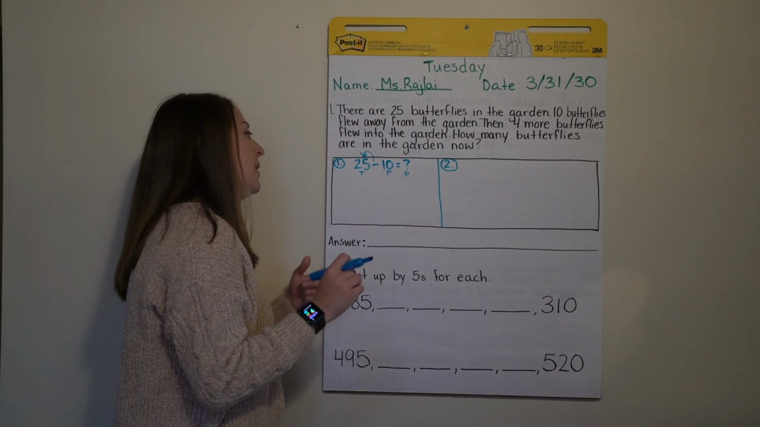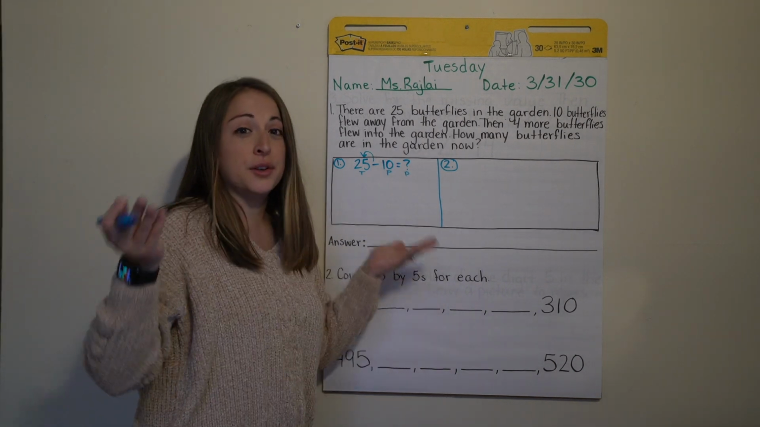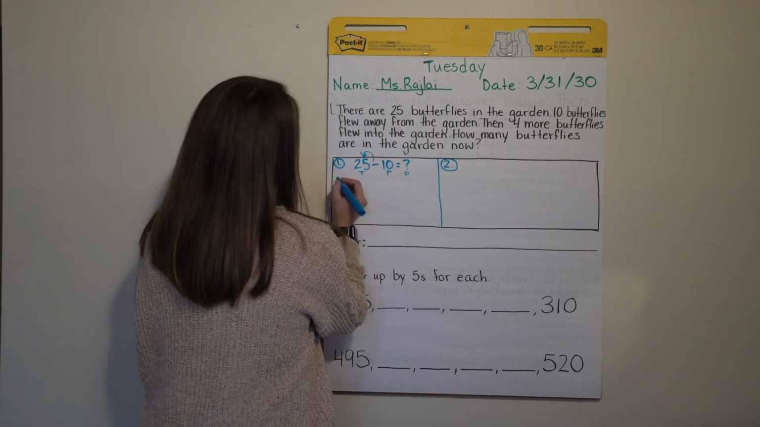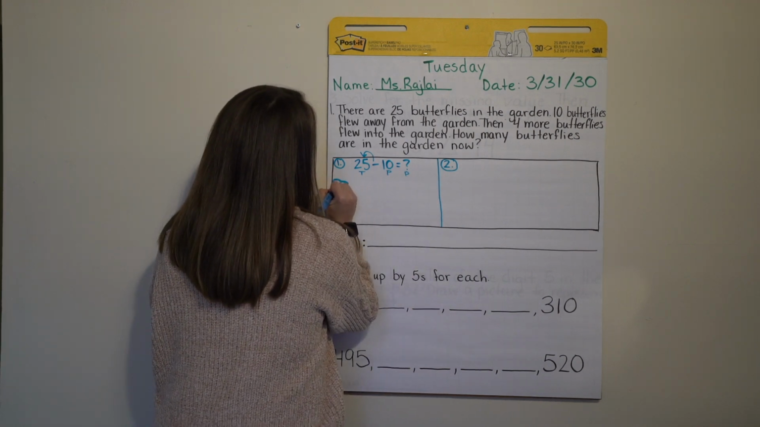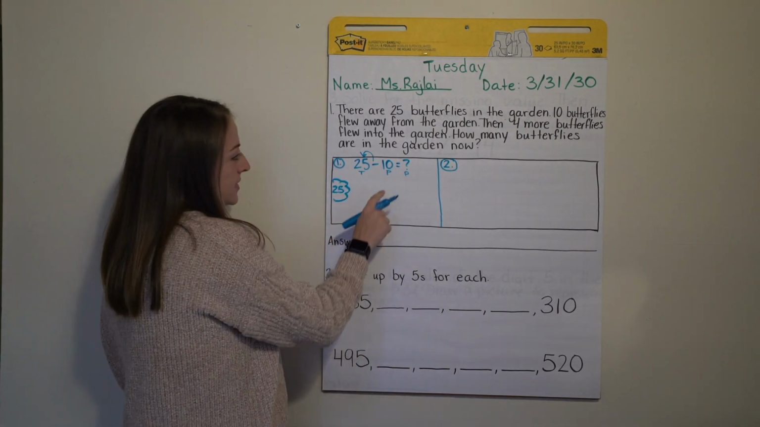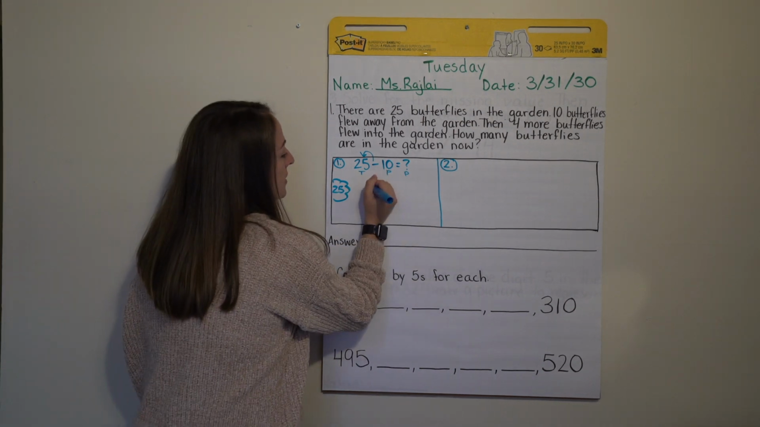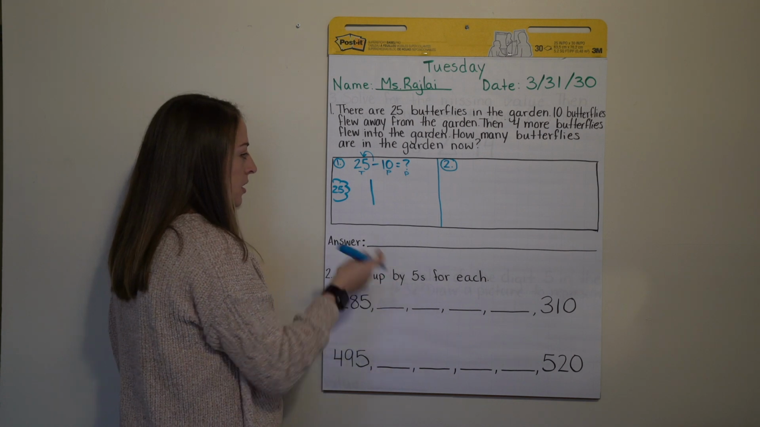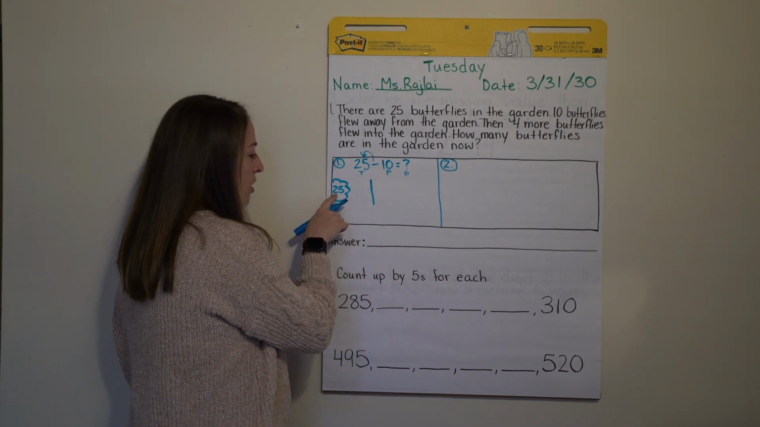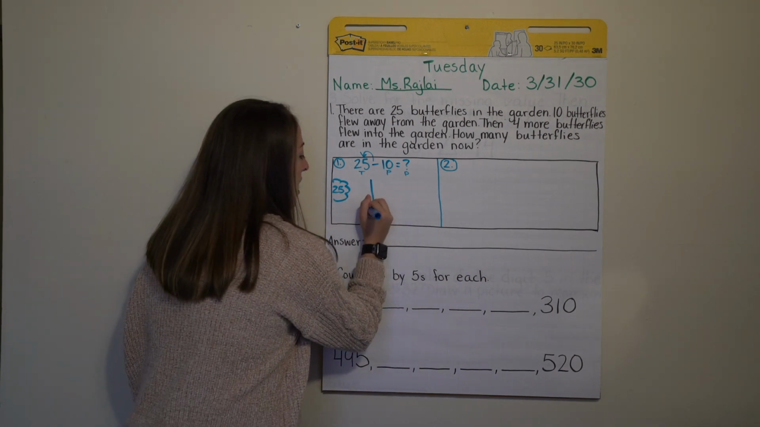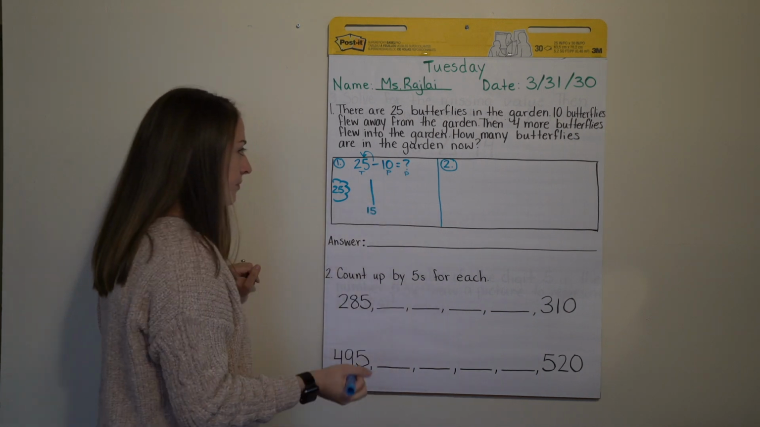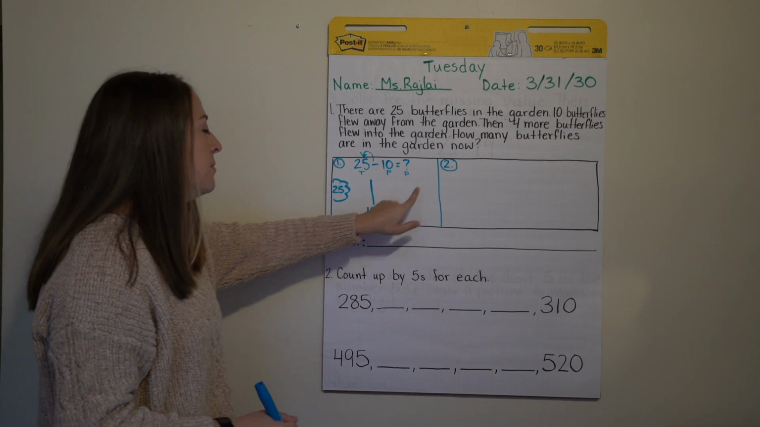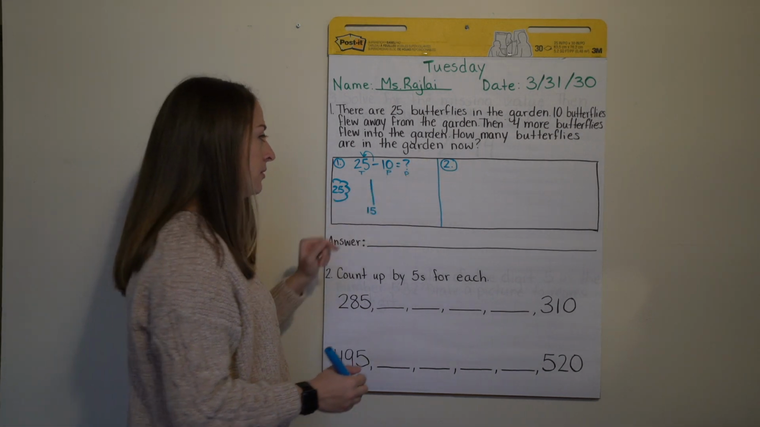All right, remember, my strategy might look a little bit different than yours, but that's okay as long as you have the same answer. I'm going to put 25 in my brain, and since I have a 10, I'm just going to draw a 10 stick, and I'm going to subtract. I'm going to count down. So 25, if I take away a 10, I'm going to have 15. I'm going to take this 15 and I'm going to put it into the second step.